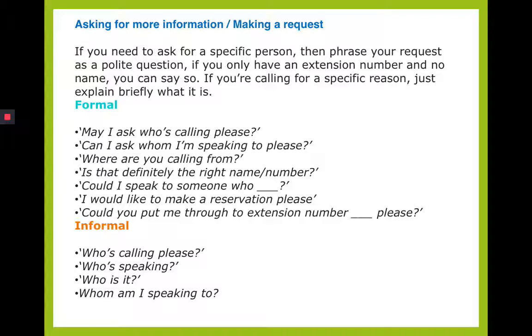Where are you calling from? Is that definitely the right name or number? You know, you can use all those formal phrases, or you can make it informal, depending on the person you are speaking to. If you are speaking to someone who is younger, so on, maybe you can make it casual, right? So you can say, who's calling, please? Or who's speaking? Who is it? Whom am I speaking to? Right? So you can make it less formal.